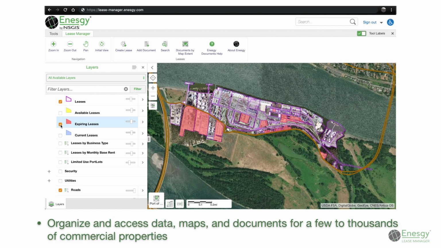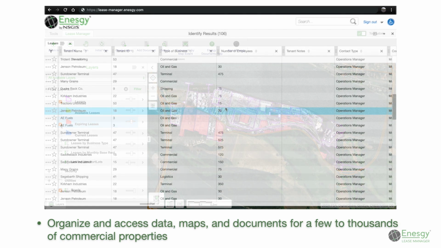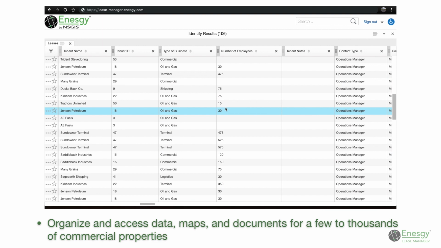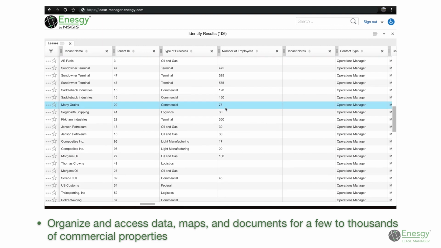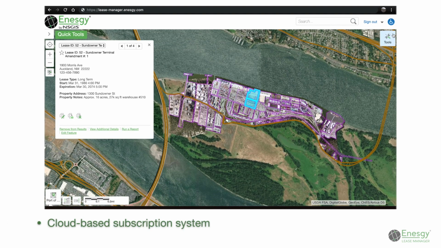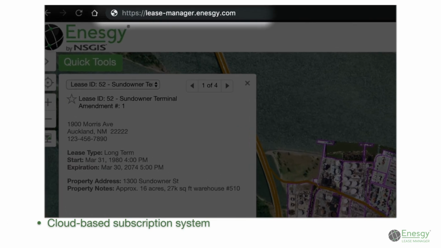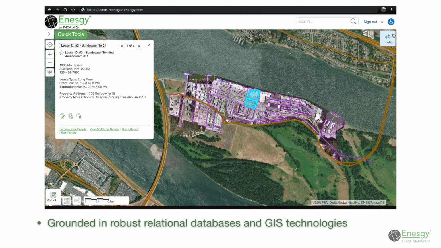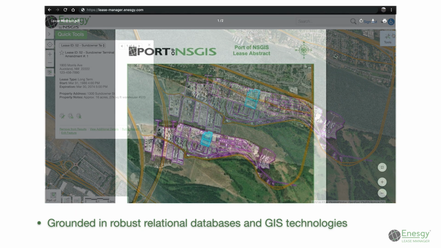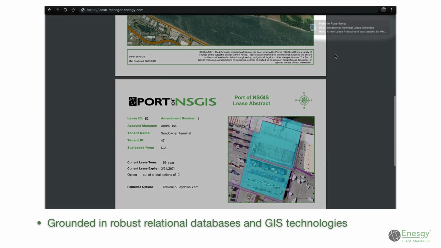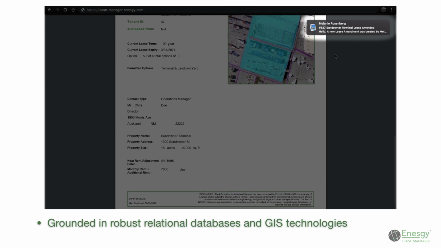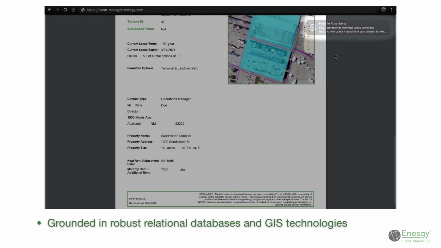Enesgy Lease Manager enables commercial property managers who have a portfolio between several dozen and several hundreds of properties to access data, maps, and documents all in one system. It is a cloud-based subscription system that can be accessed anywhere at any time from any device. Enesgy Lease Manager runs on a powerful database that handles all aspects of leases, such as reporting or alerts, alleviating the dependency on a single person or a single spreadsheet.